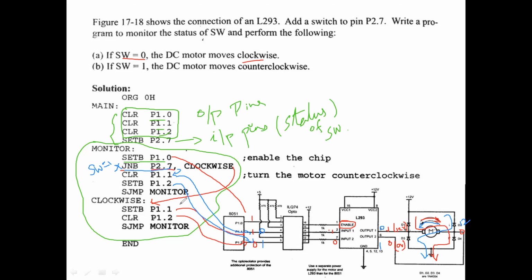So that's it. Now you can have a short jump to the motor based on the switch condition. If the switch is open, that is, it reads 0, then it will rotate in the clockwise direction. If the switch reads 1, that is, the switch is closed, then it rotates in the counterclockwise direction. So this is all about the simple program.